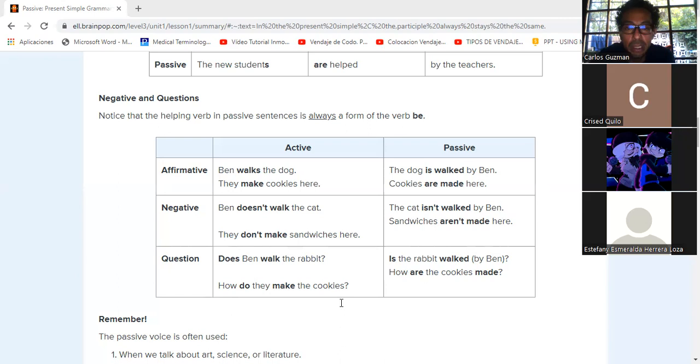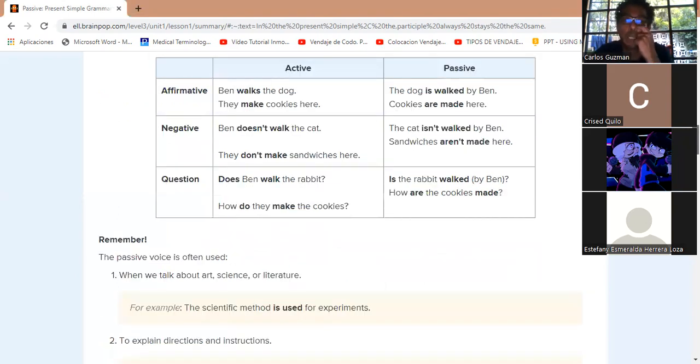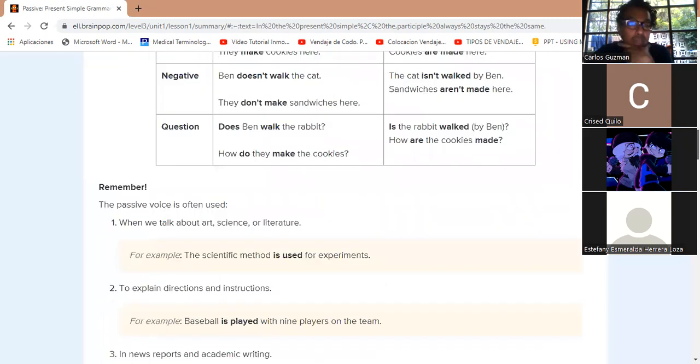How do they make the cookies? How are the cookies made? Right? That's in the passive. How do they make the cookies? That's an active sentence because the subject, they, is doing the action, right? And then how are the cookies made? So that's using the simple present of the verb to be. All right. So that's how we form the passive voice with the present simple. Just have to use the present simple of the verb to be. Okay. So don't forget that, you guys.